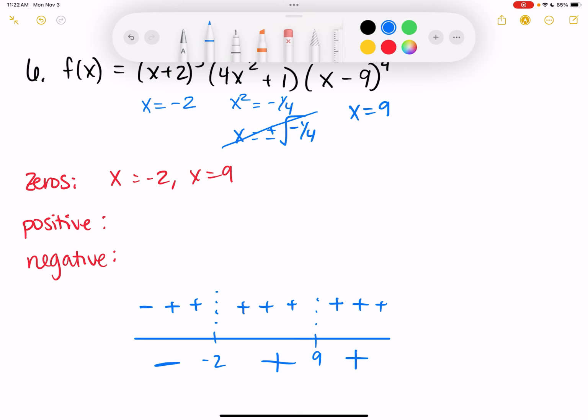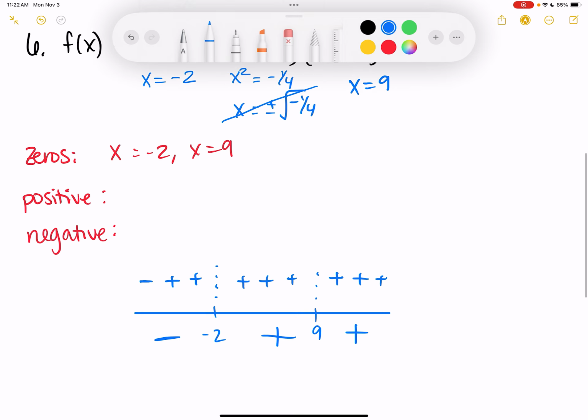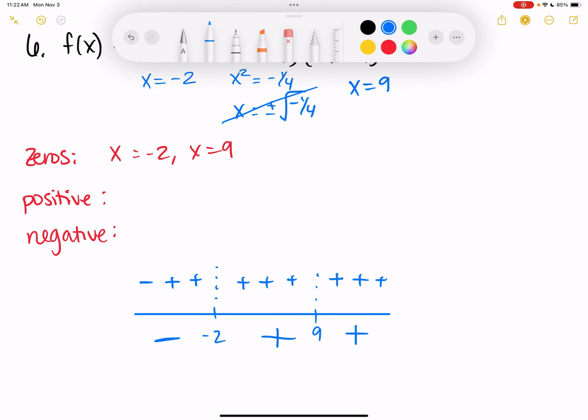But all right, so then it is positive from negative 2 to 9, or not negative 9, positive 9, union 9 to infinity. And then it's negative from negative infinity to negative 2. Why do we have to do union if it's the same number? Because 9 is a 0. Okay.